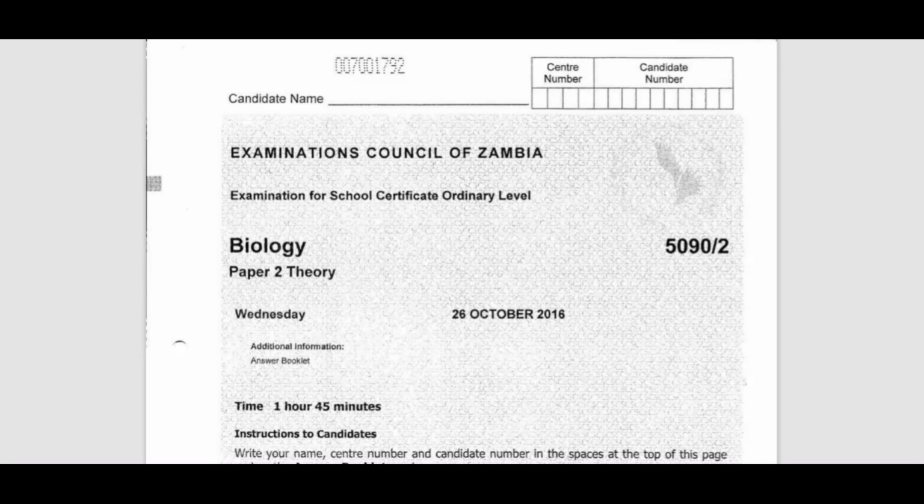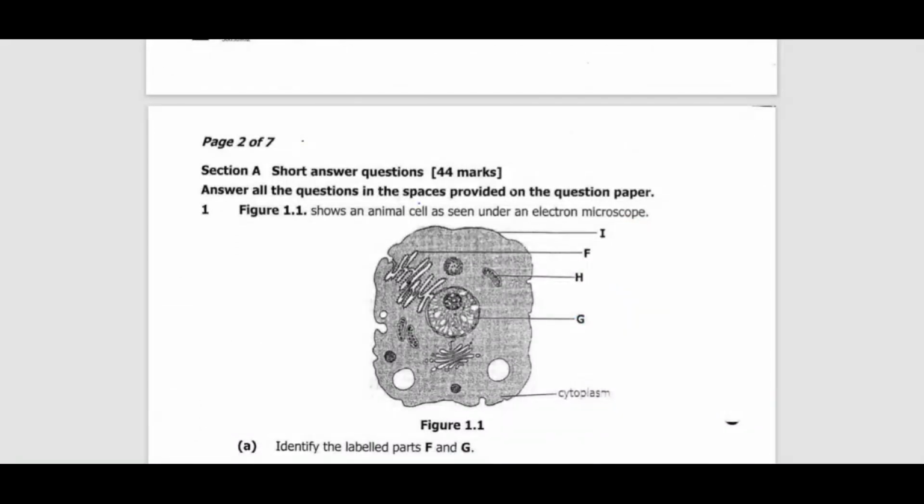In this lesson, we want to revise biology paper 2, which was written in 2016. That was in October. So in this paper, we'll revise section A, which is short answer questions, which carries 44 marks. So we'll start with the first one.